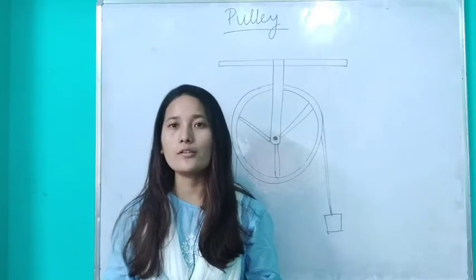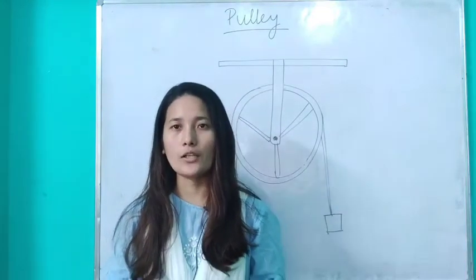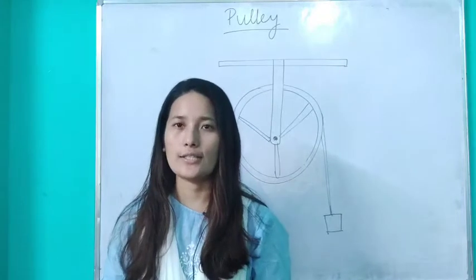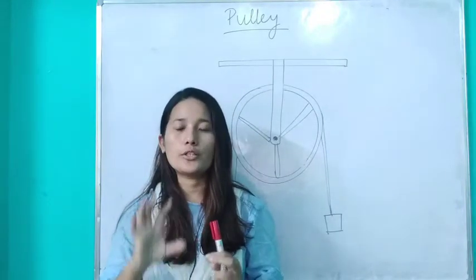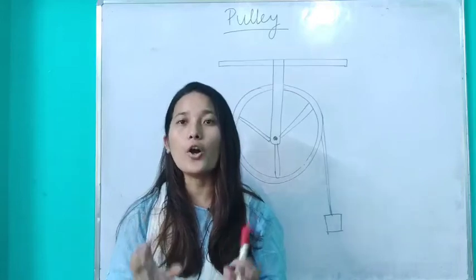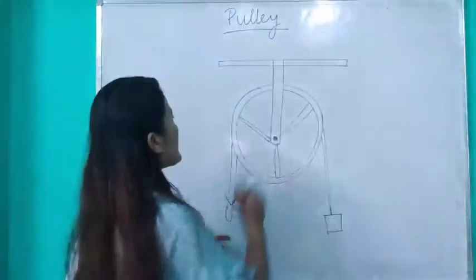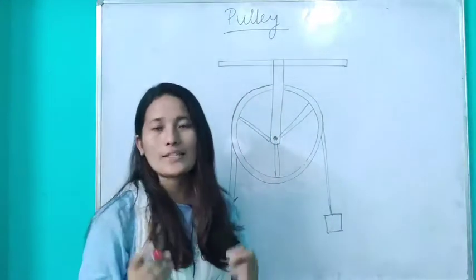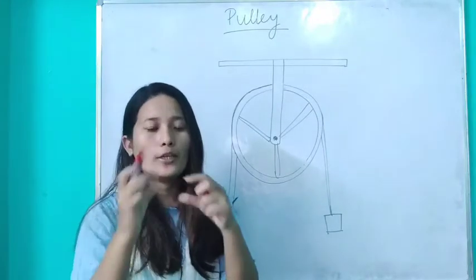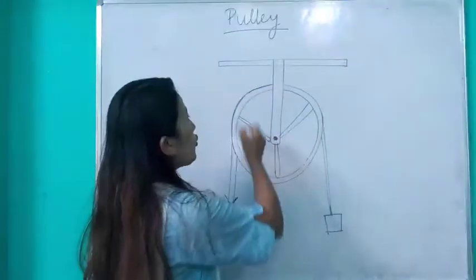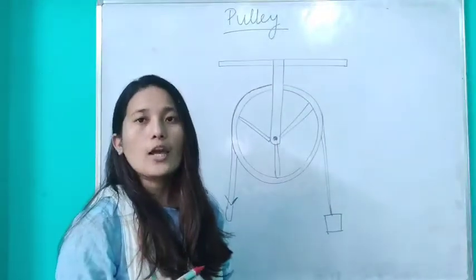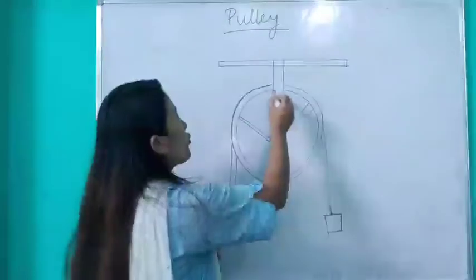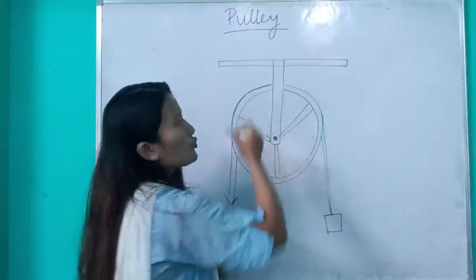First we will discuss the parts of a pulley. Your pulley consists of a circular disc. Let's compare it: the circular disc resembles a wheel, but its rim is grooved. That means there is a depression in the rim. In that depression you have a rope wound up. With the help of that rope only you will be pulling the load. So your rope is wound around the grooved rim.